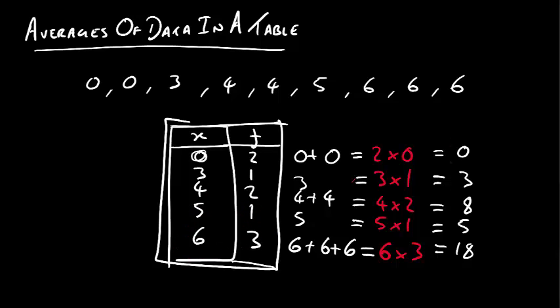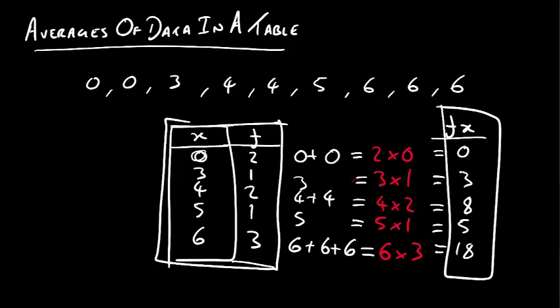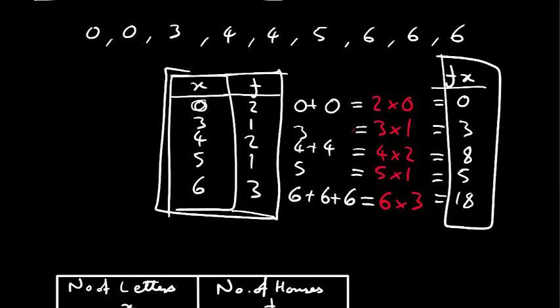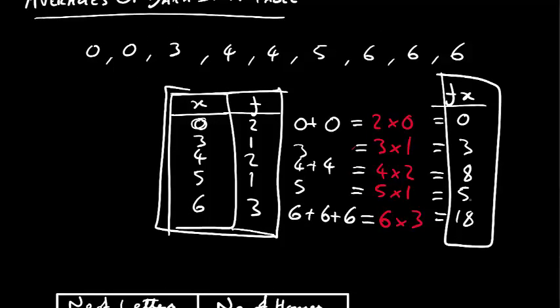So are you happy then, just to get this column here, all I have to do is multiply this column and this column together. So in other words, I just have to do f times x, or I can simply write that as fx. Okay, so this is how I get this last column here. All I just need to do now is add all these numbers together, and then that will give me the total. So if I add these numbers together, well, 0 plus 3 is 3, plus 8 is 11, plus 5 is 16, plus 18 is 34.